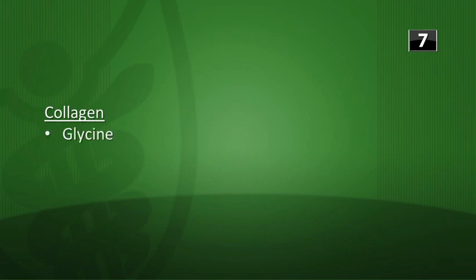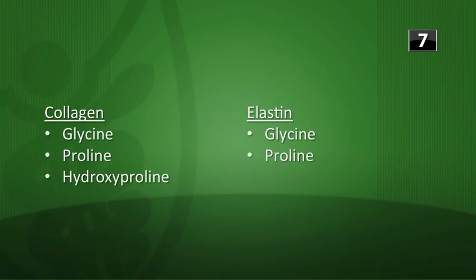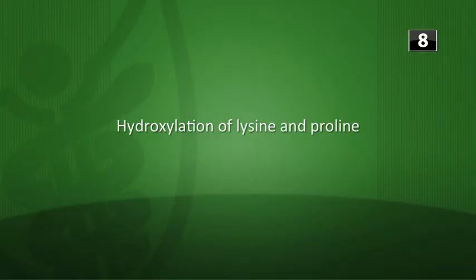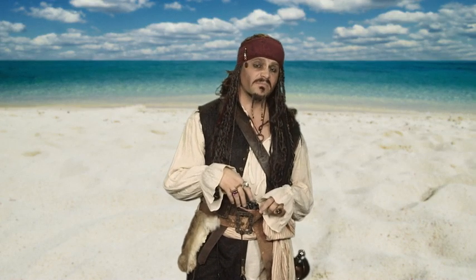Next, which amino acids are found in large concentrations in collagen? So in collagen, you're going to find lots of glycine and proline and hydroxyproline. And then in elastin, you're going to find lots of glycine and proline. And the last question, what's the role of vitamin C in collagen production? So vitamin C is important in the hydroxylation of lysine and proline. Got to know that. So if you lack vitamin C, like in a patient with scurvy, there's going to be a defect in collagen synthesis, and that results in poor wound healing, swollen gums, bleeding, and anemia. It's scurvy.